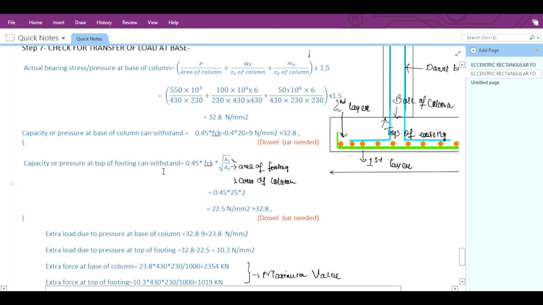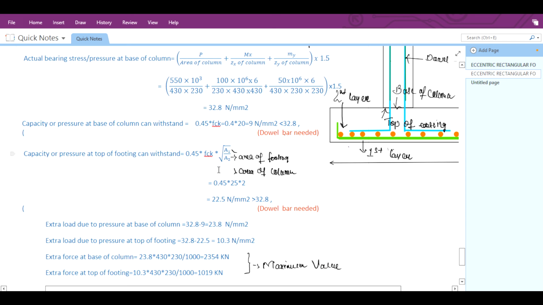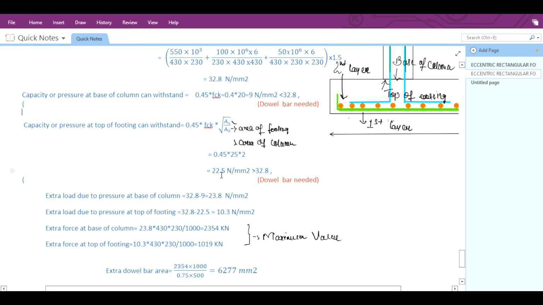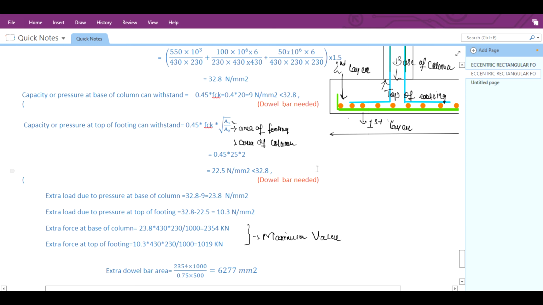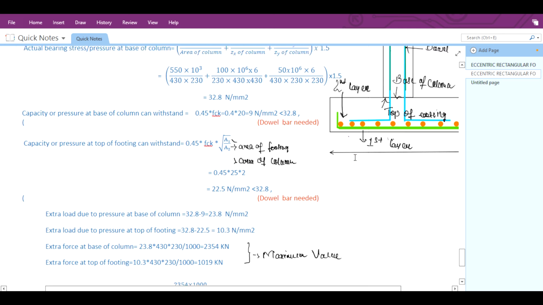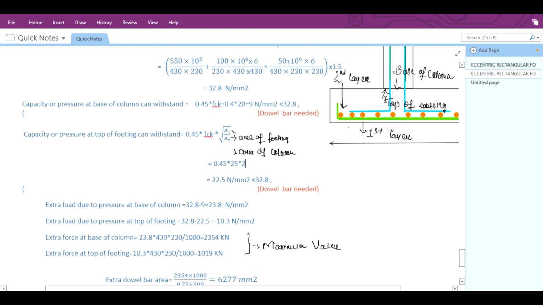Okay, so it is 0.44 multiplied by the square root of A1 by A2, where A1 is the area of the footing and A2 is the area of the column. It will come as 22.5 Newton per mm square. Okay, so this value is also less than the actual bearing stress, the load that is transferring. So you have to also provide the dowel bars here, like you have to provide the dowel bars in both the conditions.